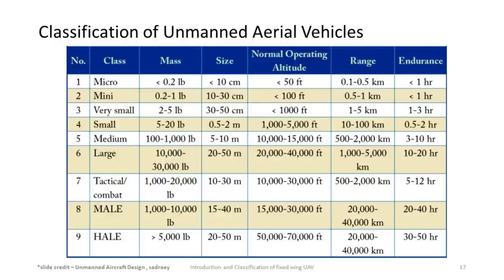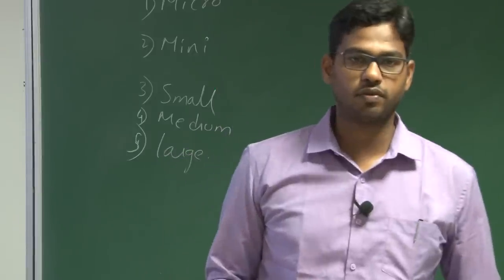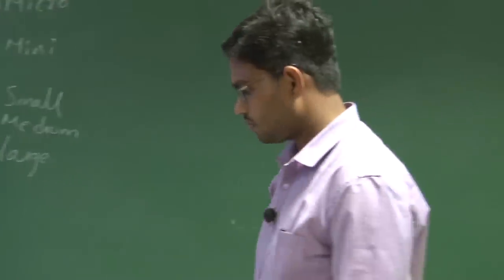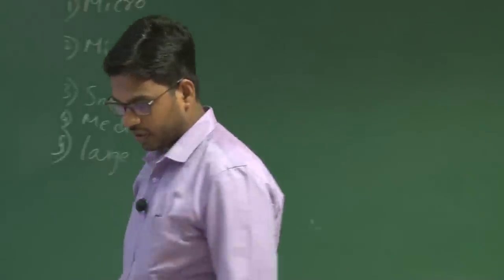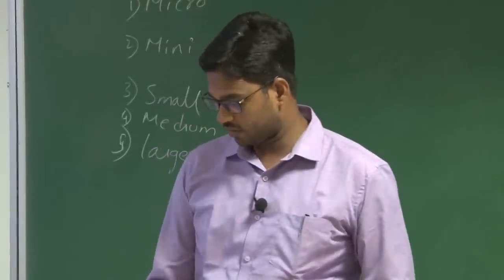Here the micro UAVs are those whose size is less than 10 centimeters, whereas the very small ones are anything between 30 to 50 centimeters, and the small UAVs will have a span of 0.5 to 2 meters, and medium size UAVs will be of 5 to 10 meters, and the large size UAVs are 20 to 50 meters, as high as 50 meters, right? So these are some of the UAVs which can be classified based upon this. There are a few examples for it.